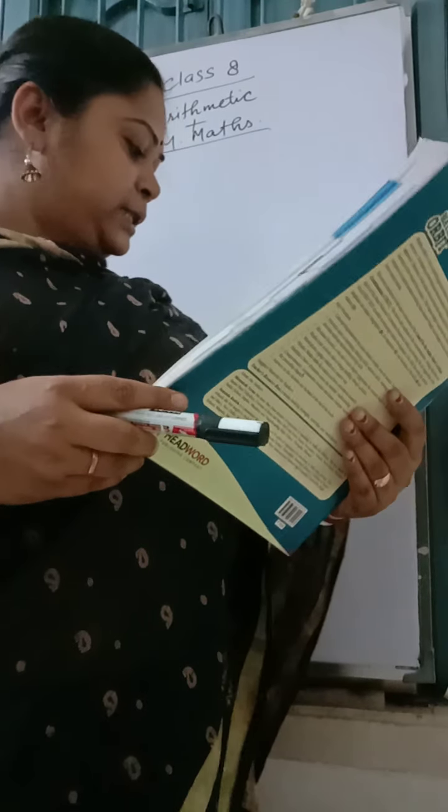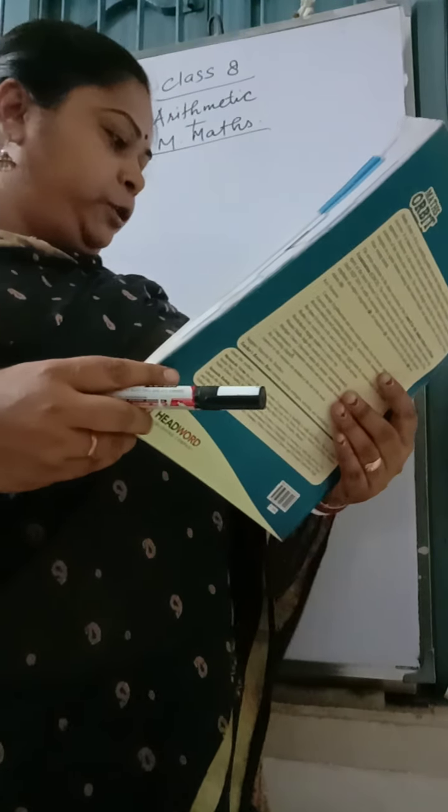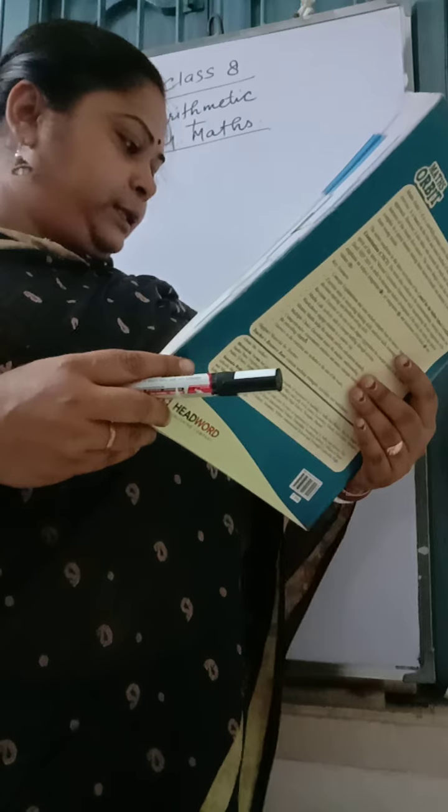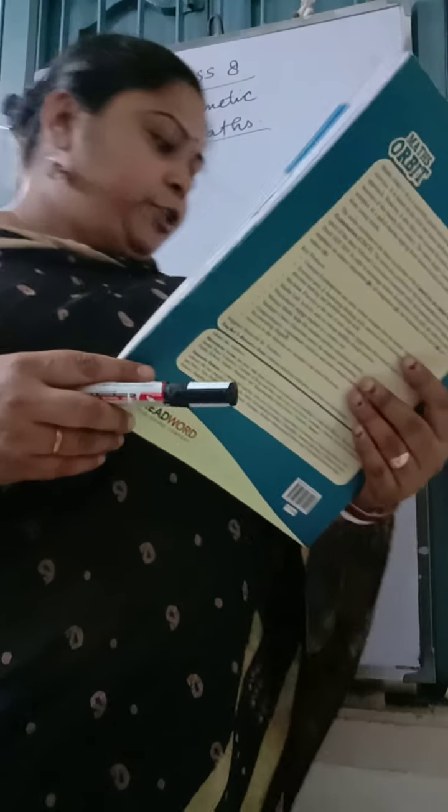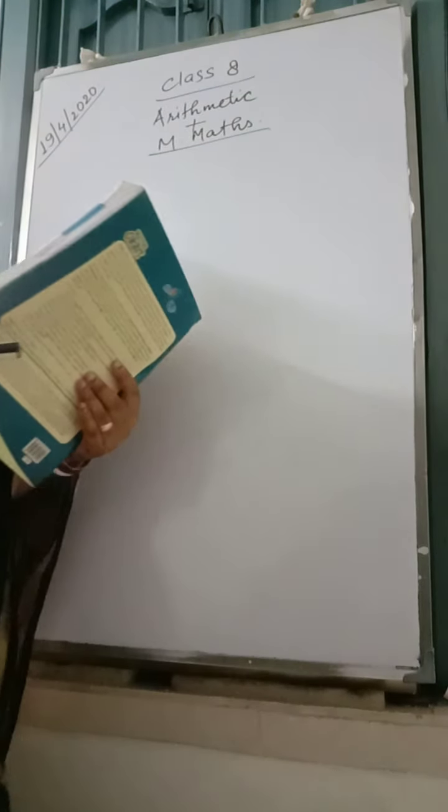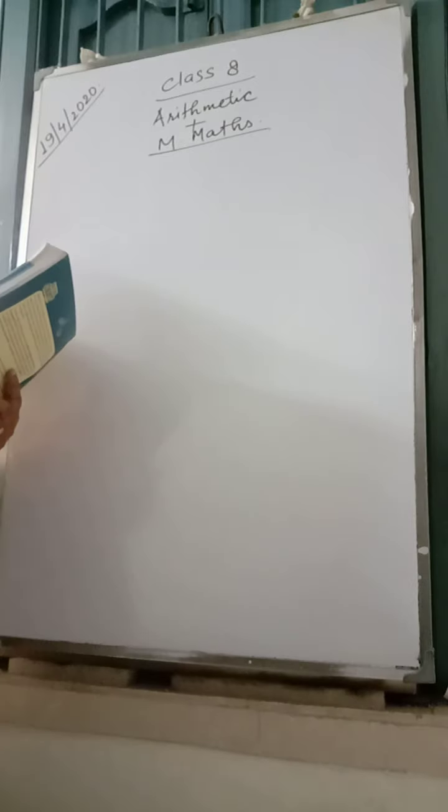Last class of arithmetic, we completed up to question number 16. Now look at question number 17. Today we will be completing this exercise, then we will do the mental maths. Yesterday I gave you certain sums, and some of the questions were left. We will be discussing them today. So first let us complete questions 17, 18, 19, 20.